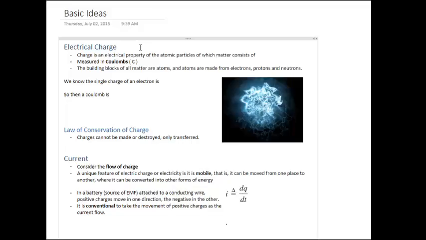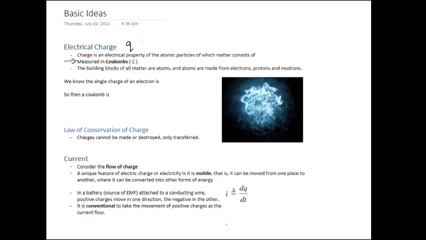Charge is an electrical property of the atomic particles of which matter consists, and this is measured in coulombs, as we can see here. One moment, let me get the pen tool up. And usually electric charge in terms of symbols is represented as the letter Q.